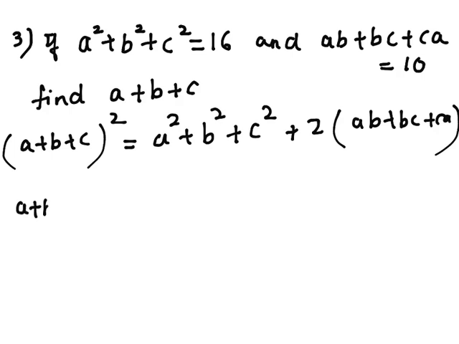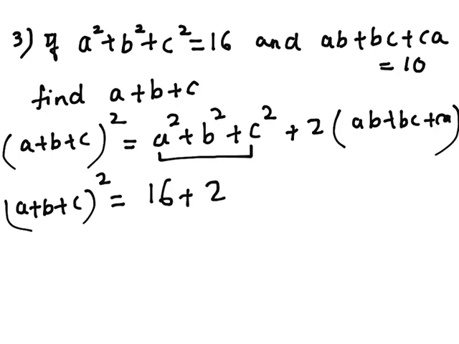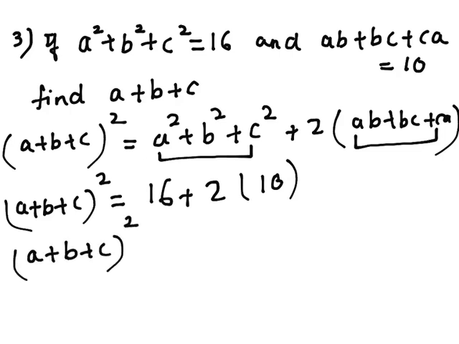So here we will get (A + B + C)² equals, in that place we can put 16 plus, then here we can put twice, in place of this we can put 10. So what we will get here: (A + B + C)² equals 16 plus 20. It will give us 36.